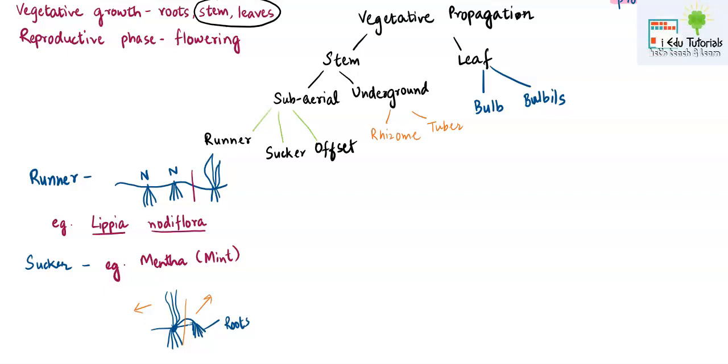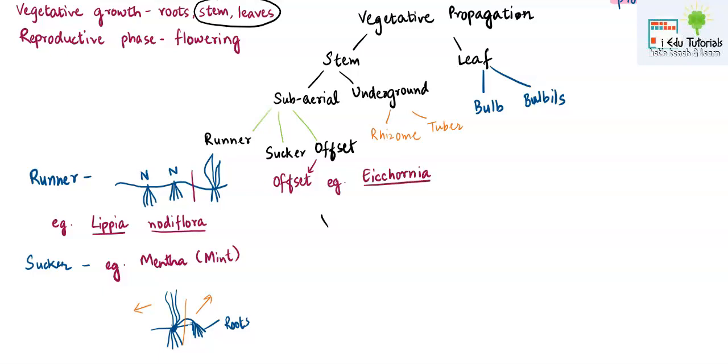So vegetative propagation is specifically a part of asexual reproduction. But whenever we use the term vegetative propagation, it is used specifically for plants because vegetative parts are there in the plant. Now we are coming towards the offset. Offset is present in water plants like Eichhornia.